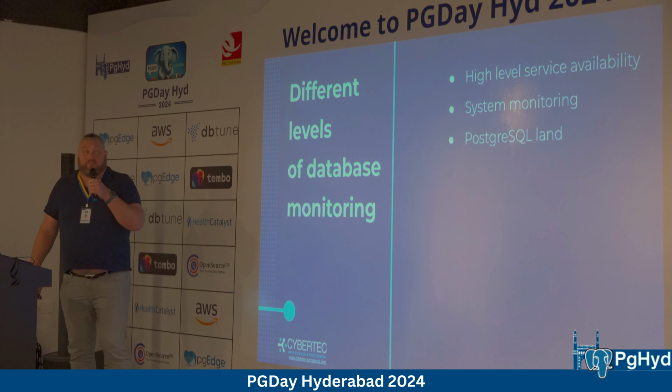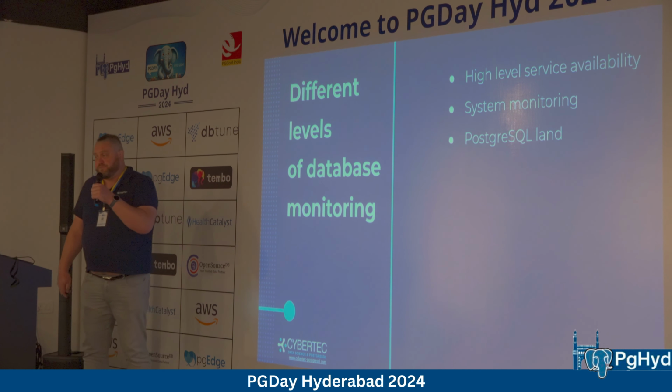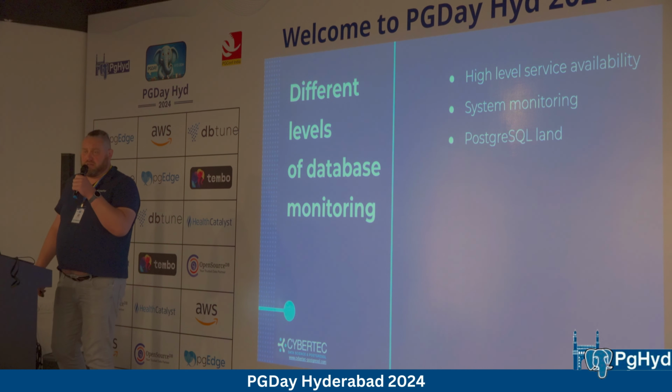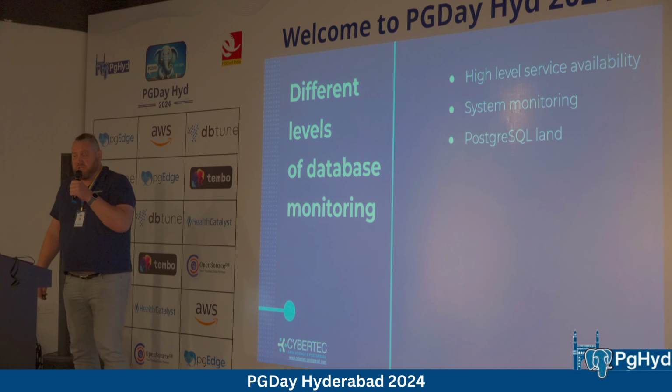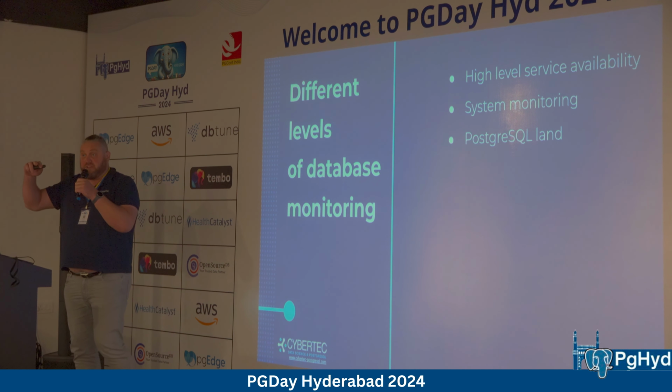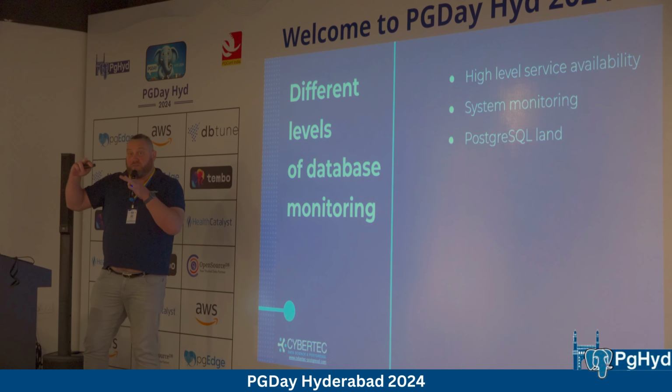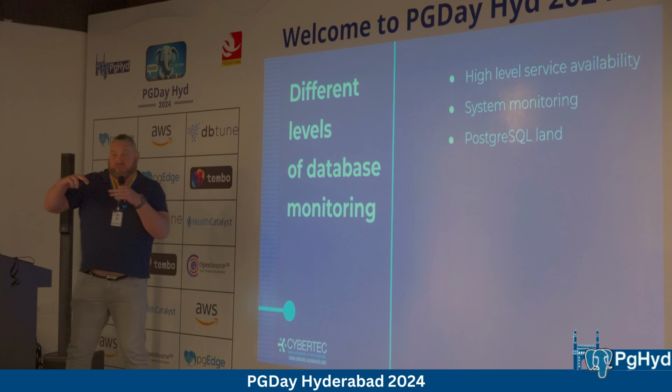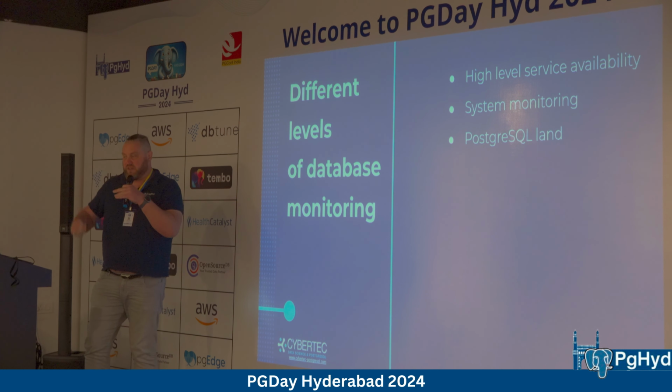So the first level of monitoring would be the high-level service availability. I divide monitoring into 3 levels: the high-level system availability, then the system monitoring, I would say operating system, right? And then the PostgreSQL, so the specific level.